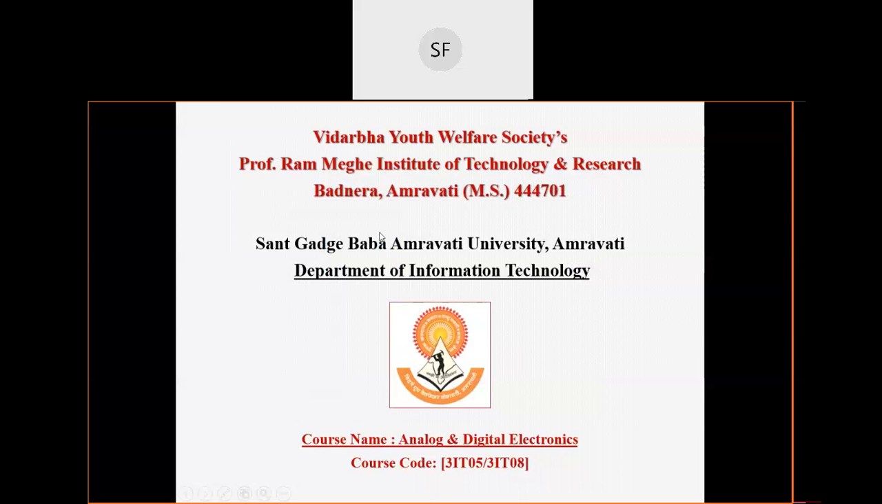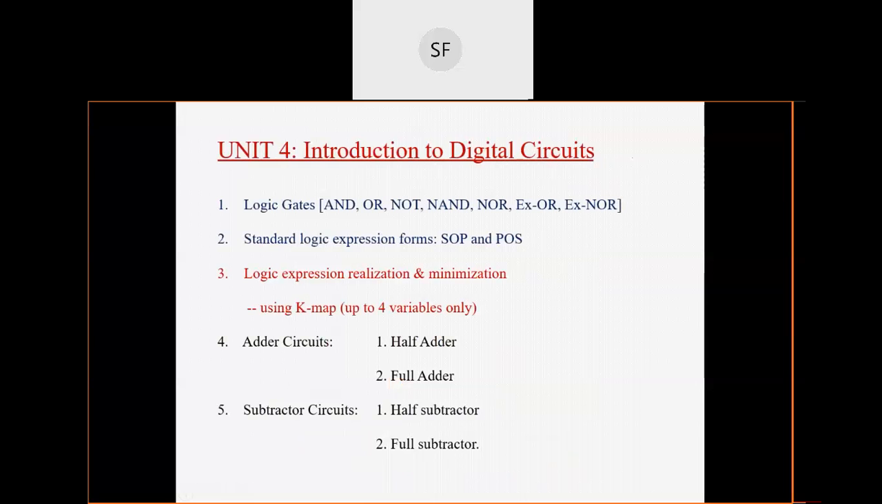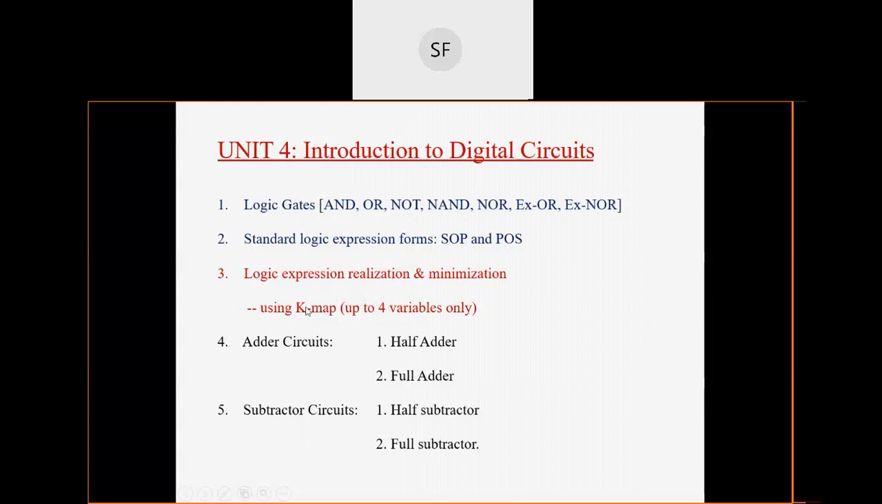We are discussing unit number 4 from the last few sessions. We are still discussing point number 3, which is very crucial and very important. In point number 3, we are discussing logic expression mapping and minimization using the K-map, that is the Karnaugh map. In your syllabus, K-maps are covered up to 4 variables.